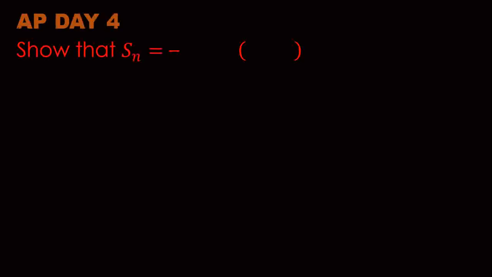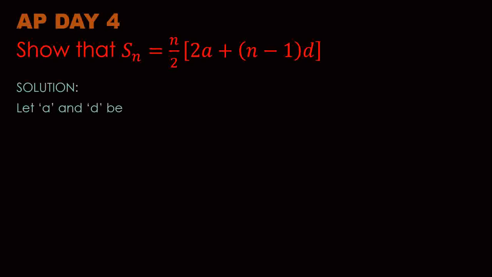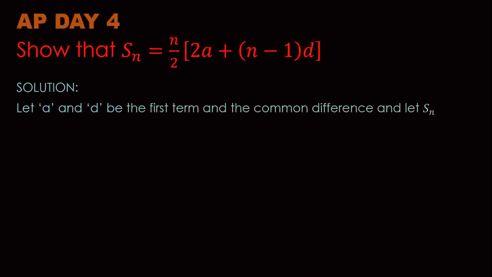Show that Sn equal to n by 2 times (2a plus (n minus 1)d). By now I believe you all know what a, n, and d represent, so it should not be a very difficult derivation if you had enough practice. So solution: let a and d be the first term and the common difference, and let Sn denote the sum of the first n terms of a given AP.